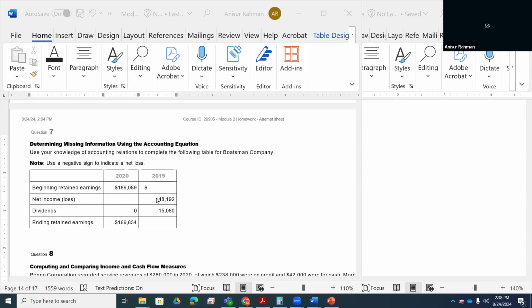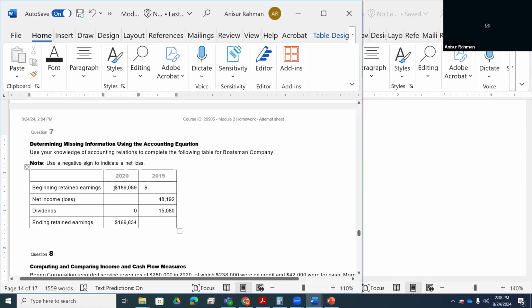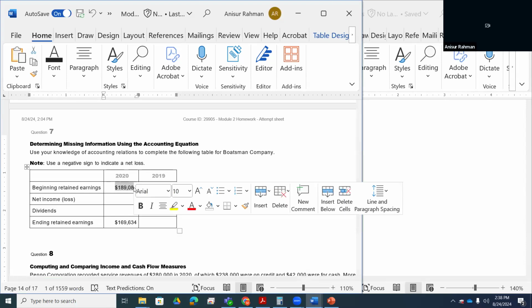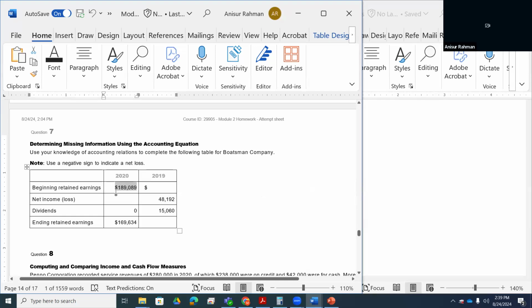In 2019, we don't know beginning retained earnings. We know net income and dividends, but we don't know ending retained earnings. But in 2020, we have beginning retained earnings of $189,089. So this is also the ending retained earnings for 2019. So I'm going to copy this and put it here.